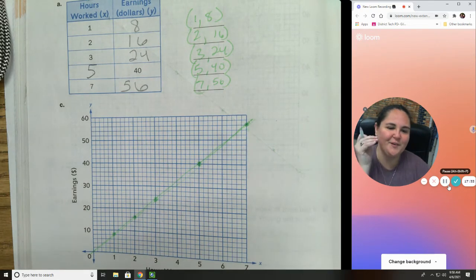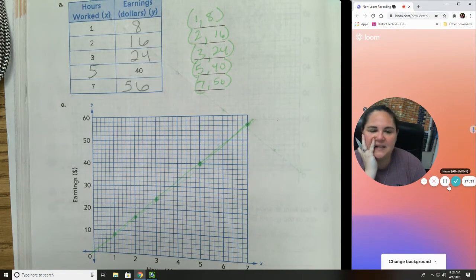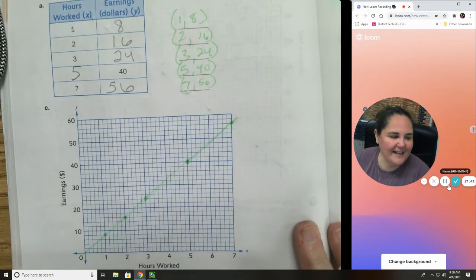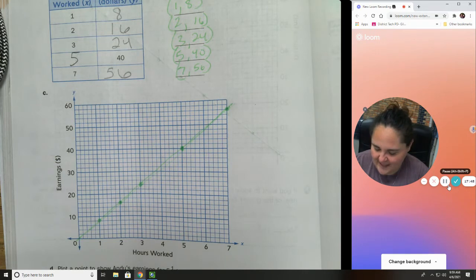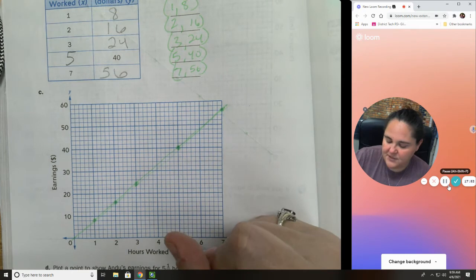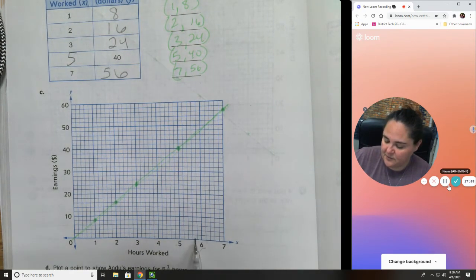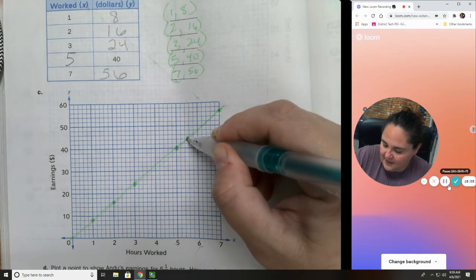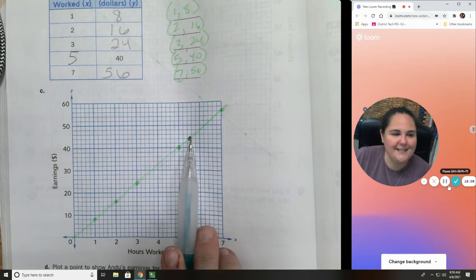All right, these are your ordered pairs, and this is what your graph should look like. 1, 8, 2, 16, 3, 24, 5, 40, and 7, 56. Your line should look exactly like mine. Now let's look at this question. It says, plot a point and show Andy's earnings for 5.5 hours. So I know 5.5 hours is right between 5 and 6. So I'm going to go right between 5 and 6. I'm going to follow that all the way up, and I'm going to see where it hits that green line. For 5.5 hours, he's going to earn this much money.